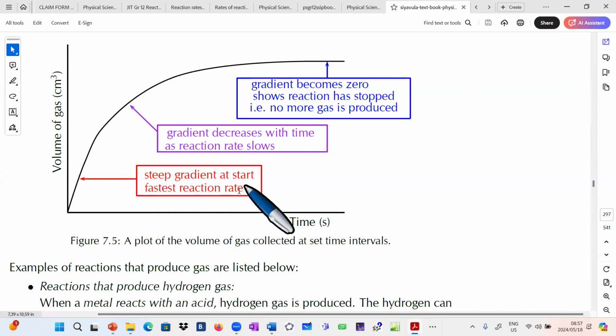A steep gradient at the start shows the fastest reaction. The gradient decreases as the reaction rate slows. When the gradient becomes 0, it shows the reaction has stopped. That is, no more gas is produced.